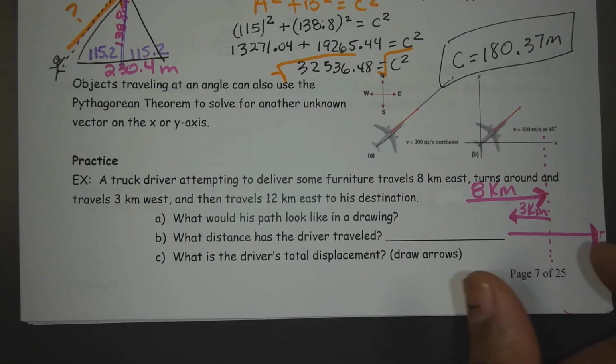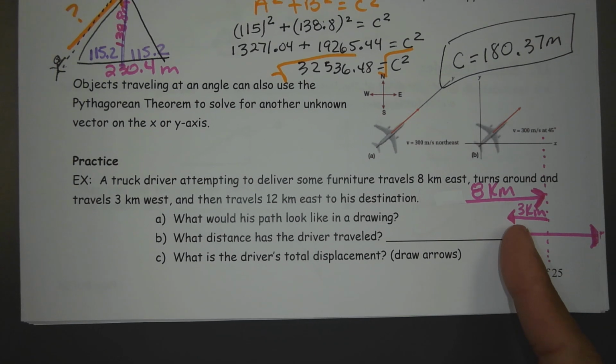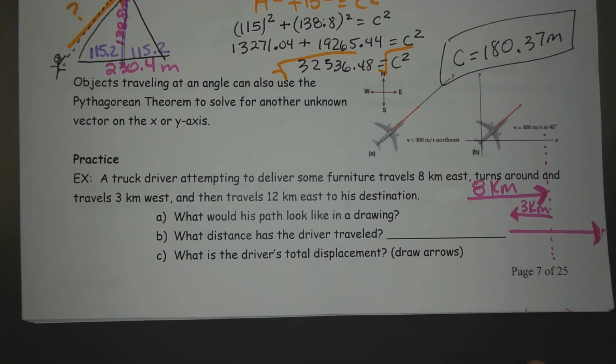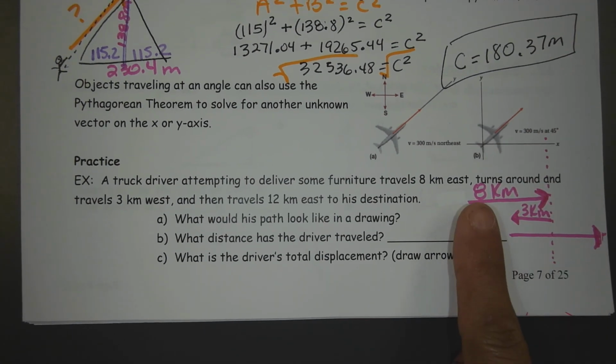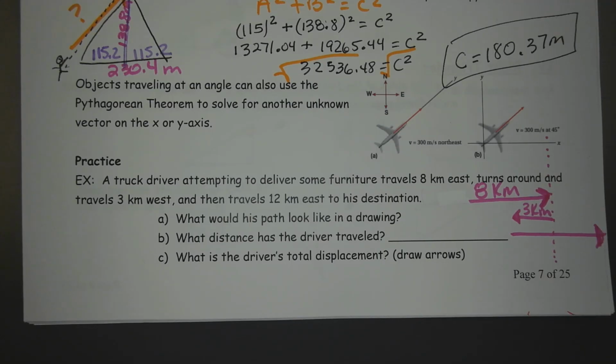I can't just get this arrow and draw it over here. This is where he stopped and turned around. So this one should be longer than the 8 and longer than the 3. The 3 should be smaller than the 8. So I went ahead and just took some off the end real quick. This is what the drawing should look like. Number 1, that's letter A.